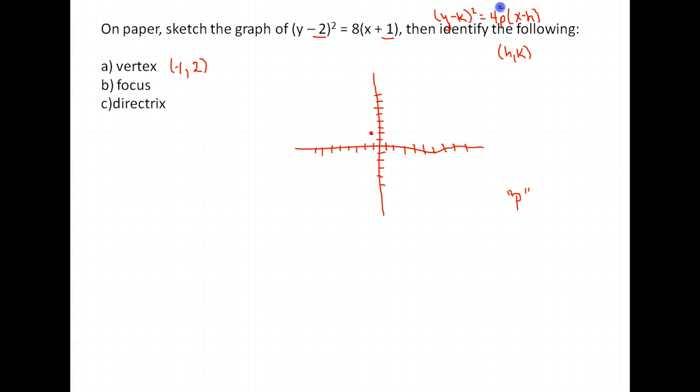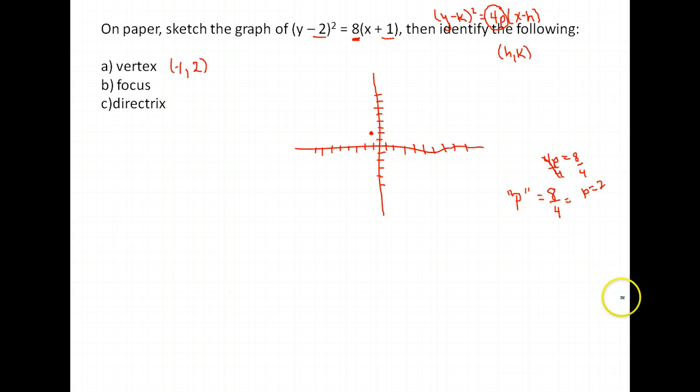If we look at our standard form, notice the number in front of the parentheses here is 4p. So our number here, 8, is 4p. To find our p, we're going to take 8 and divide it by 4, so we're kind of undoing that. We had 4p equal to 8, so to find our p, divide both sides by 4, and we get p equals 2.